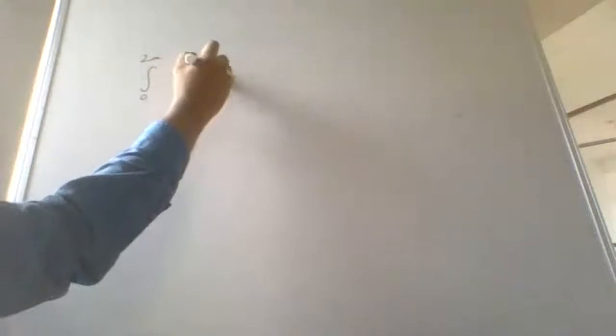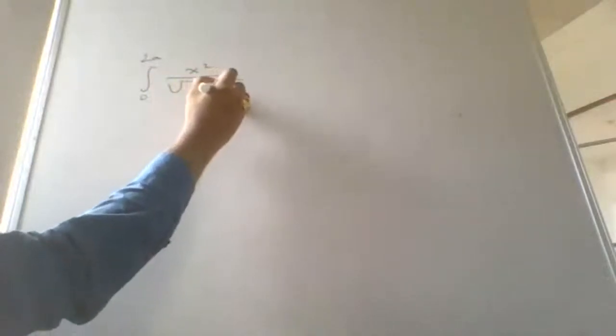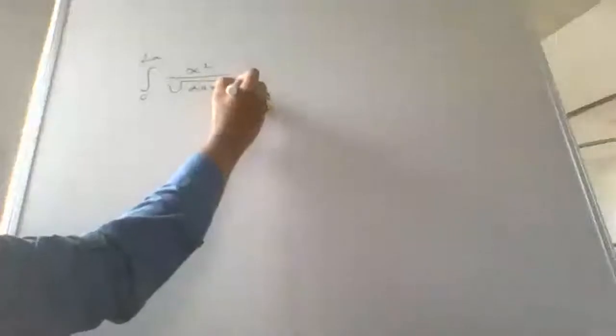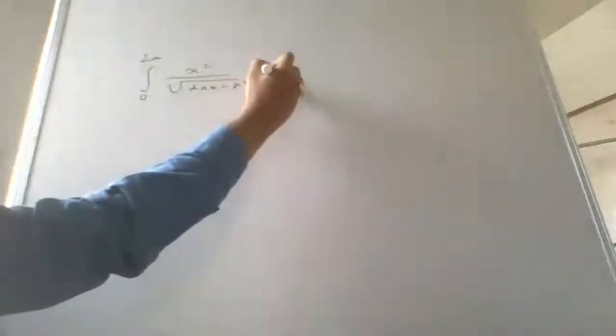You have the integral from 0 to 2a of x square by square root of 2ax minus x square, dx. Let us look at this problem now.